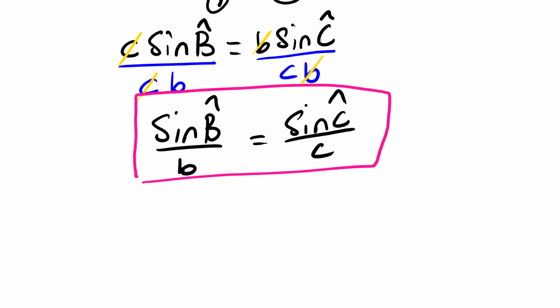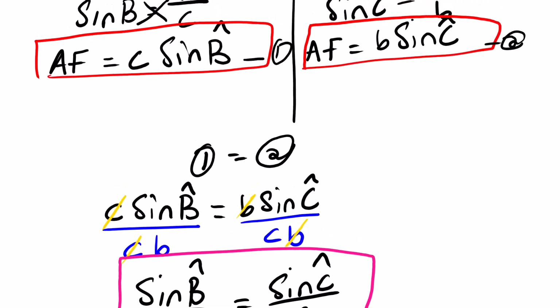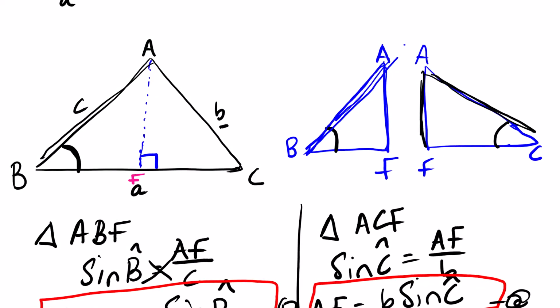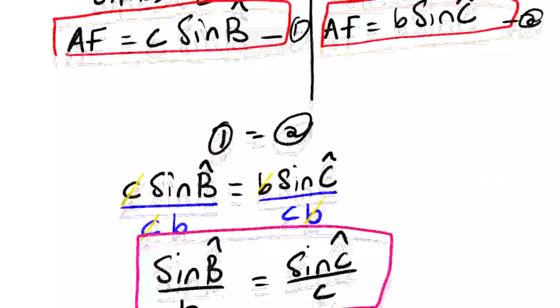To derive the sine A over A part, it is the same procedure, but you are going to construct a line through here, and then you have two triangles, and the procedure is the same. You simply derive this equation.